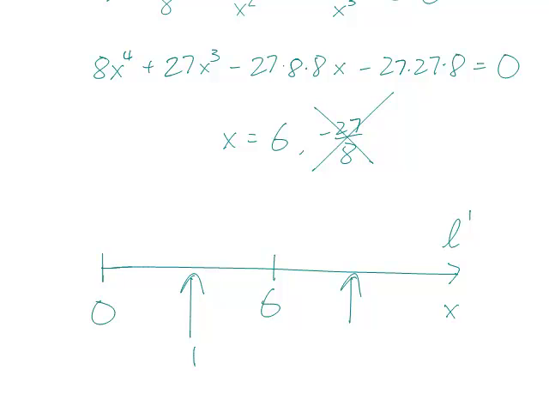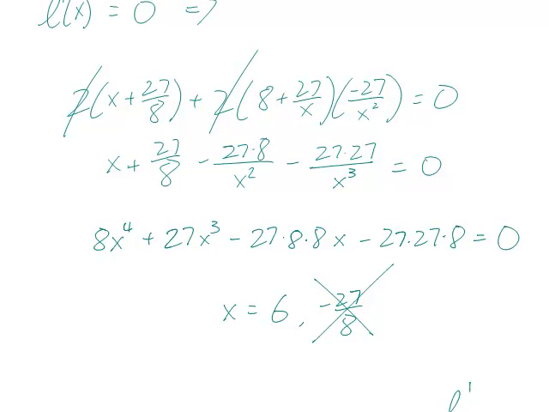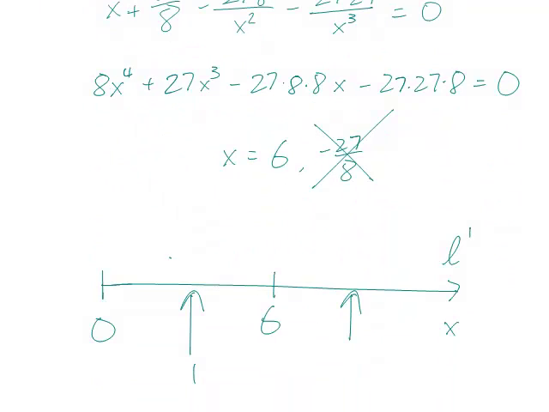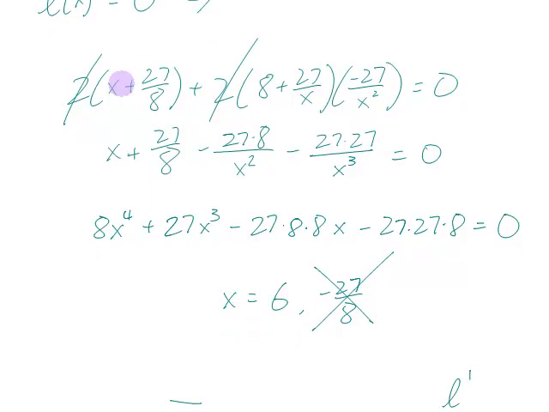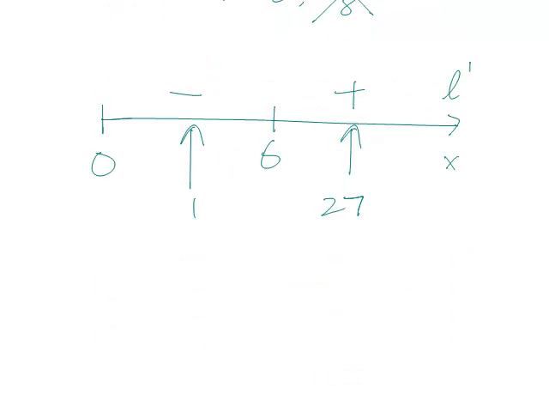You can plug in 1. That's something very simple. And if you plug in 1, you'll notice that you have a negative number. It's easy to see here: 8 plus 27 minus all of this stuff. That's definitely very negative. And after 6, you can try putting in something like 7 and calculating. Or if you go back here, you could put in x equals 27, so all of these fractions go away and it makes your life easier. You should get a positive number if you do that. And so that means that a relative minimum occurs at 6.